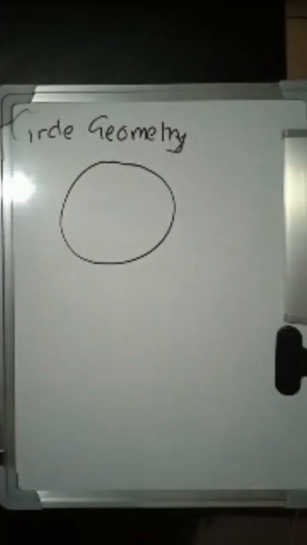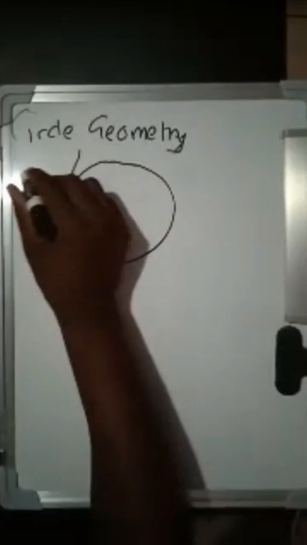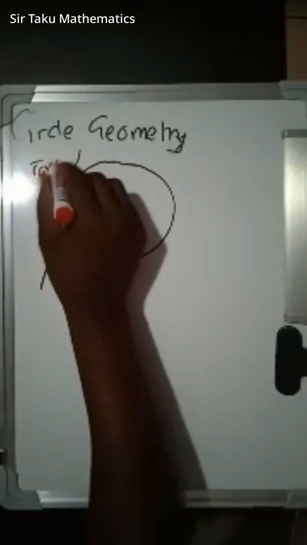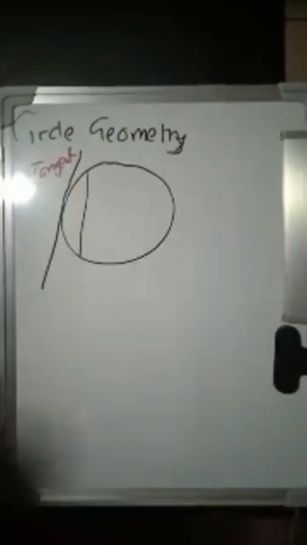The first thing that we have on a circle, we talked about this when we were talking about curves, is what we call a tangent. A tangent is a line that touches a circle at one point. So it actually says hello and later goodbye. Then we have a chord. A chord is a line that runs from one side of a circumference to the other side. So this one is a chord.